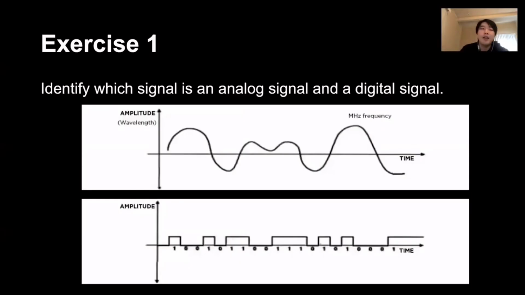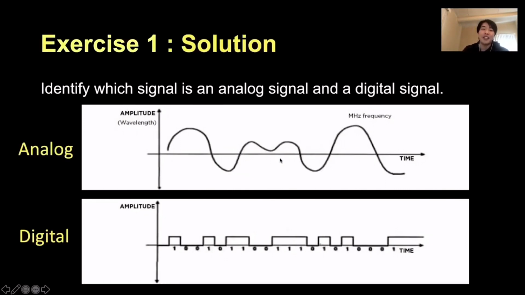Okay. Exercise 1, identify which signal is an analog signal and a digital signal. Pause the video, come back when you're done. Maybe this was too easy. The first one is analog and the second one is digital. There's a clear distinction, right? Analog can be continuous. It can have any value between one point to the other, right? But digital can be either 0 or 1. 1 0 0 1 0 1 1 0 0. That's how computers pick up and communicate with us.